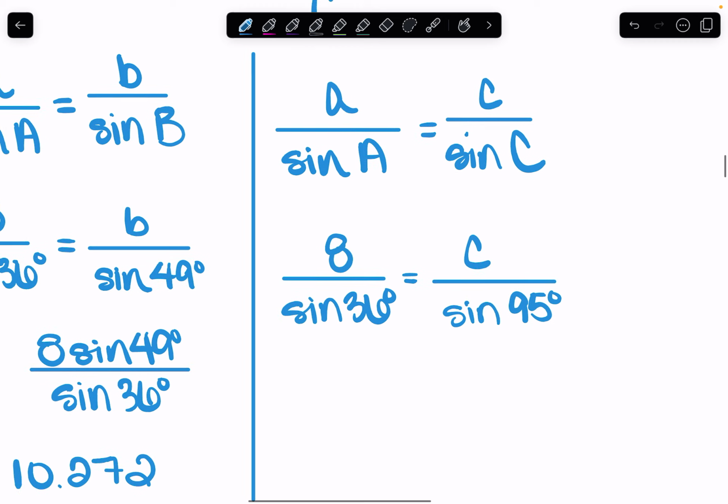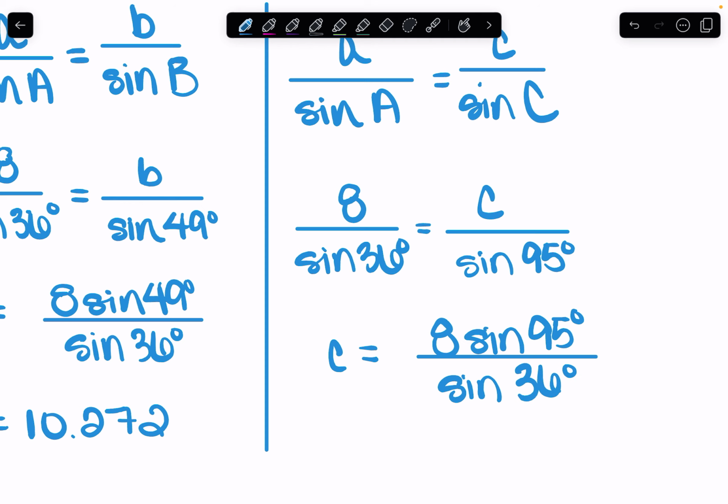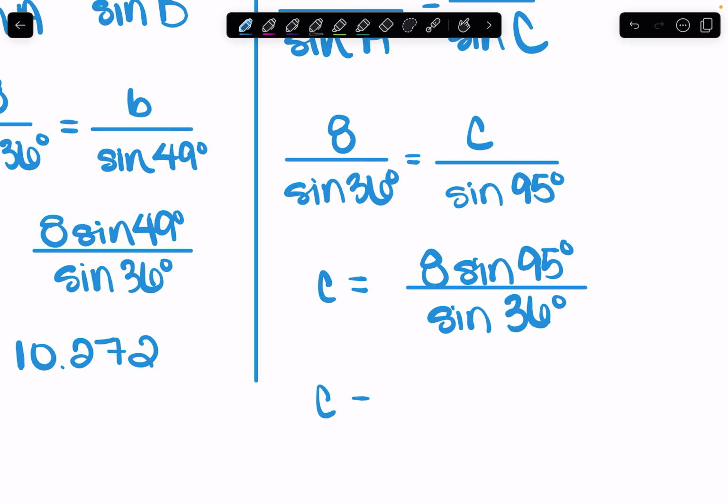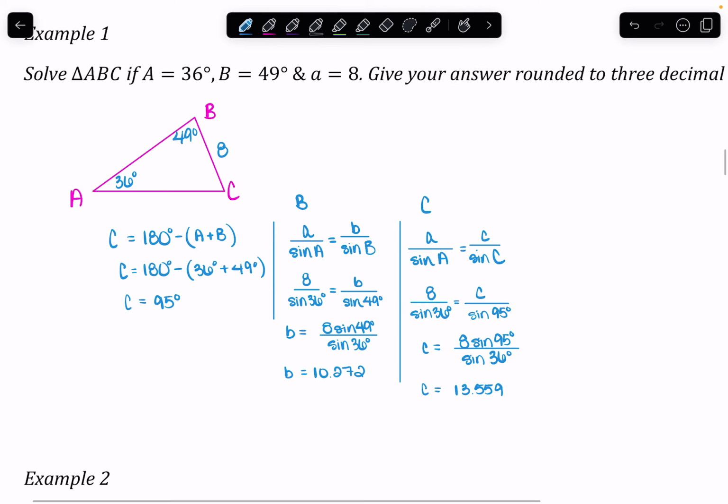And then we do the same thing. We're going to multiply by sine of 95 to get the C by itself. So C is going to be 8 times the sine of 95 degrees divided by sine of 36 degrees. So we go to our handy dandy calculator and we type this one in. So we've got the sine of 95 times 8 over the sine of 36, 13.55, and then rounding to 3 would be 559. So we were given 3 pieces, we had to find 3 pieces.